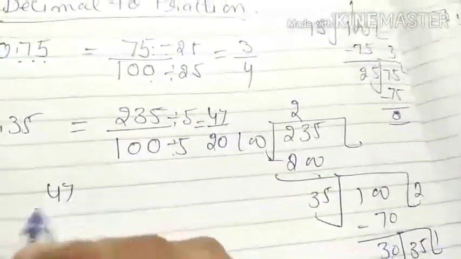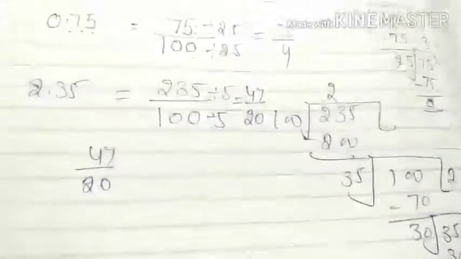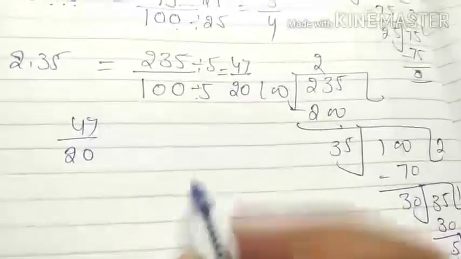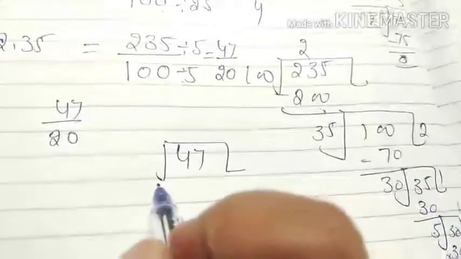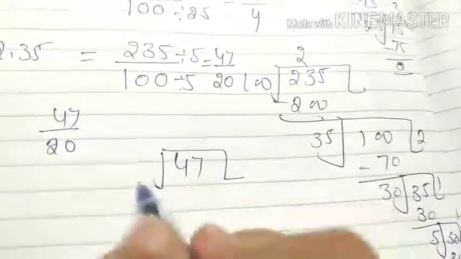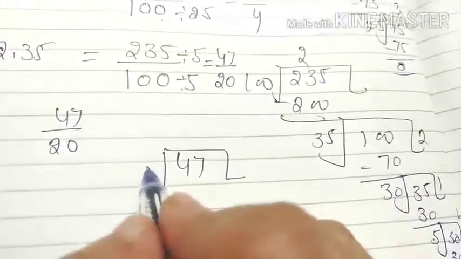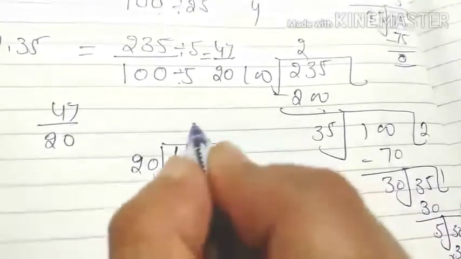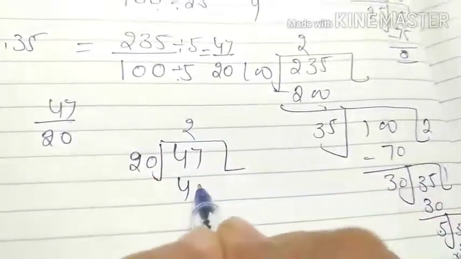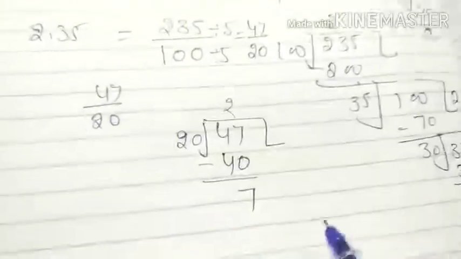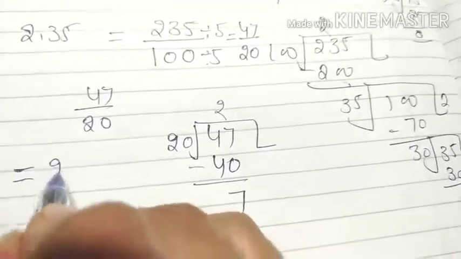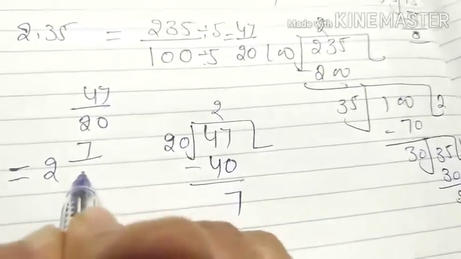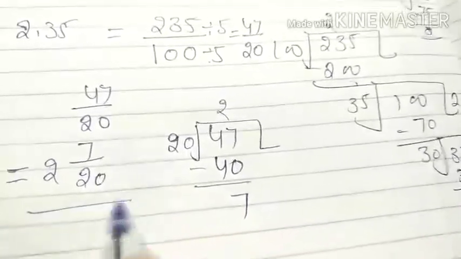Still it is an improper fraction. Now I convert this into a proper fraction, or mixed fraction. So I will divide 47 by 20. It goes 2 times, 2 20s are 40, remainder is 7. So how will I write it? First I will write the quotient, the remainder in the numerator and the divisor in the denominator.